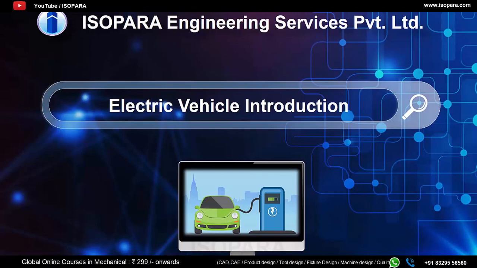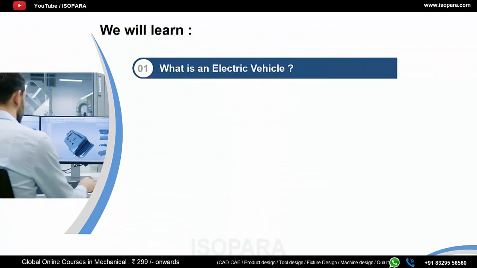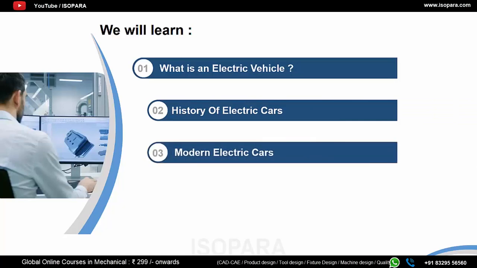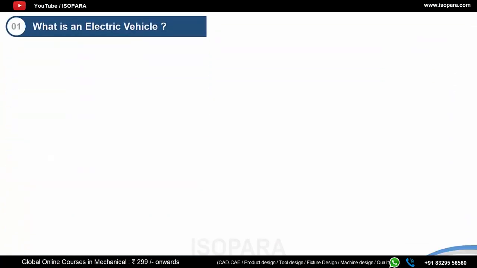Okay, so let's get started with this. Like I said, the first thing that we will discuss is what an electric vehicle is, how you can define and differentiate an electric vehicle from other types of vehicles. Then we will discuss the history, then the modern electric cars, and finally, why do we actually need these electric cars? So how exactly do we define an electric vehicle?